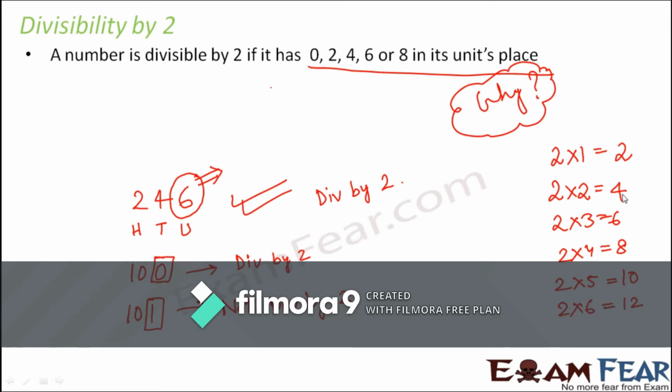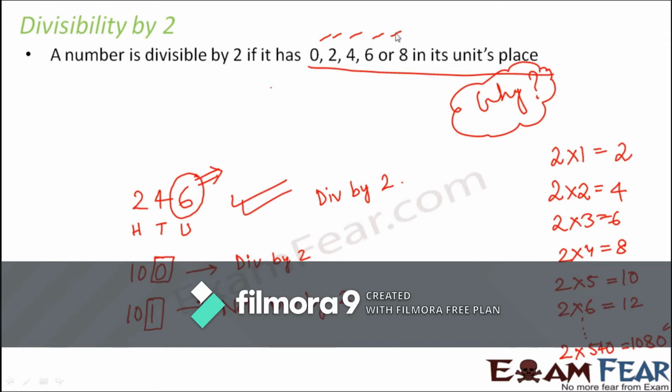Now when you very closely observe the multiples of 2, what do you find? You find that all the multiples of 2 have one of the digits 0, 2, 4, 6 or 8 in their units place. You look at any multiple of 2, even 2 into 540. If you look at this, you would see that the result is 1080, where you have a 0 in the units place. You look at any multiple of 2 and it will have one of these digits in its units place.